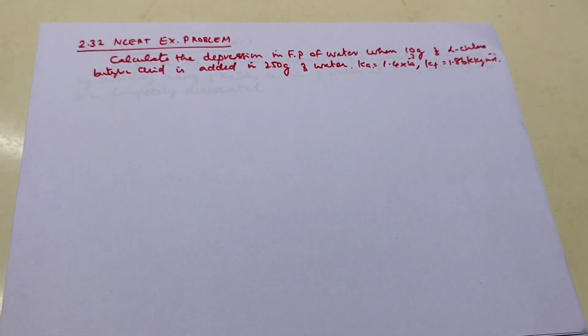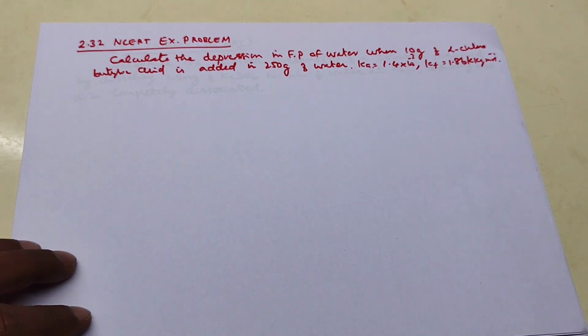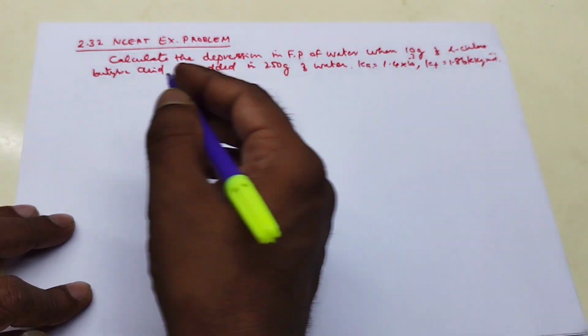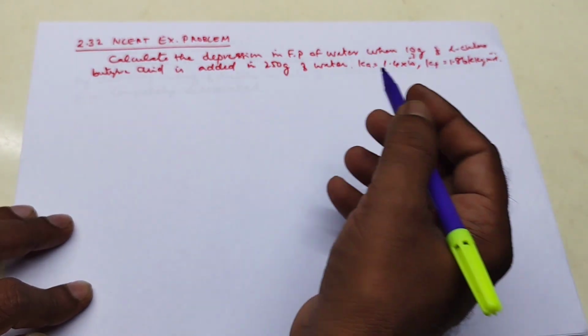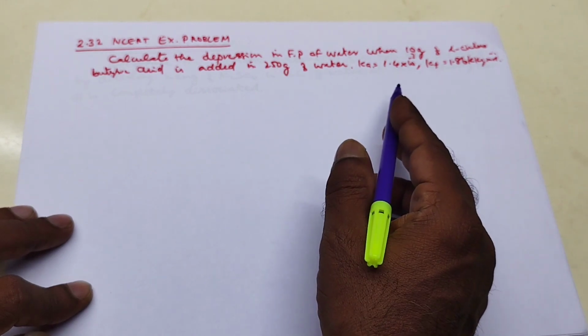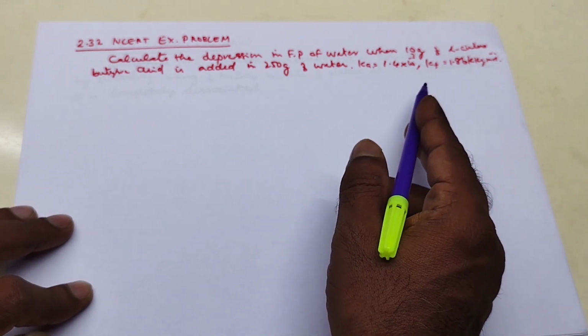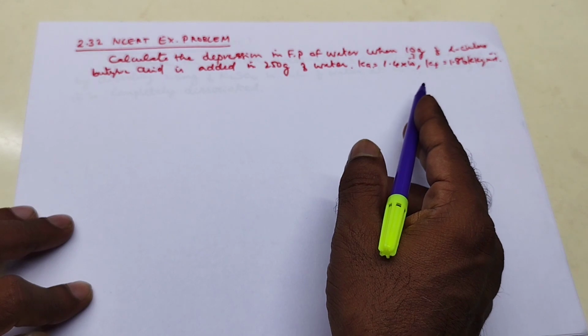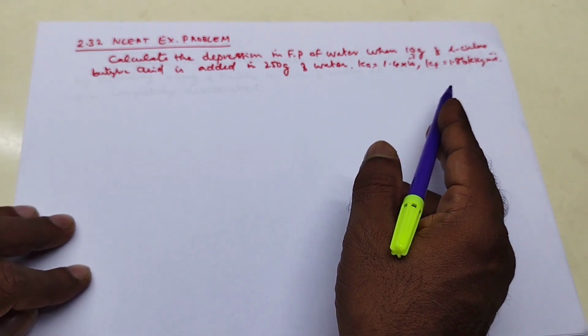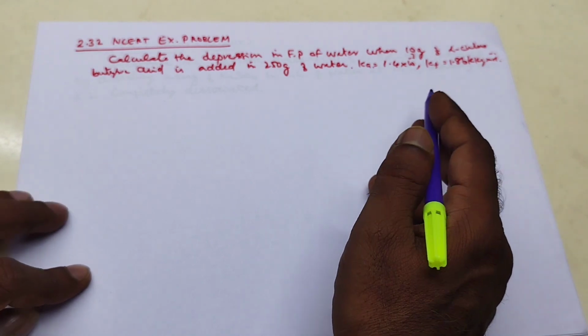Yes, let us discuss NCERT exercise problem 2.32. Calculate the depression in freezing point when 10 gram of alpha chlorobutyric acid is added to 250 gram of water, if the Ka dissociation constant is 1.4 × 10^-3 and the molal depression freezing constant is 1.86 Kelvin kilogram per mole. This is a constant value for water.